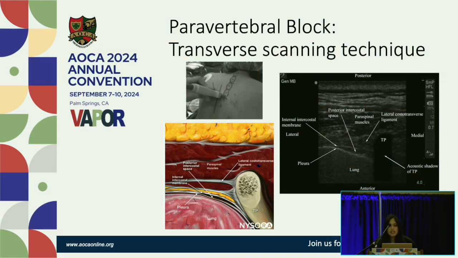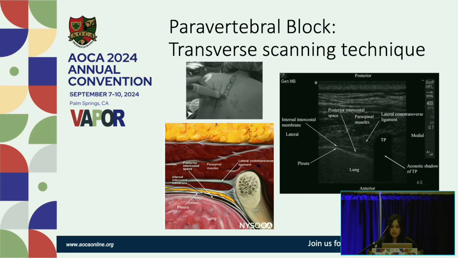The paravertebral space is actually not seen quite well due to the shadow from the transverse process, but you can see the hyperechoic space between the parietal pleura and the lateral costotransverse ligament, and that represents the apex of the paravertebral space, so that's where you would inject local anesthetic. I personally find this a much harder way to obtain the view, especially with the shadow from the transverse process. So this is not how I usually perform a paravertebral block.